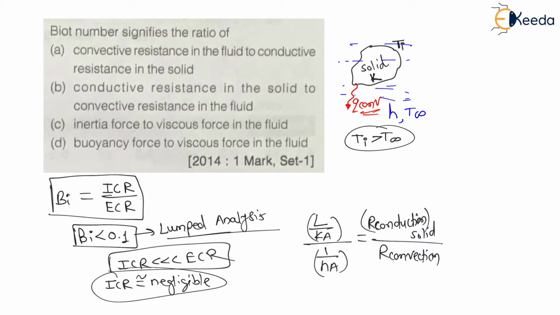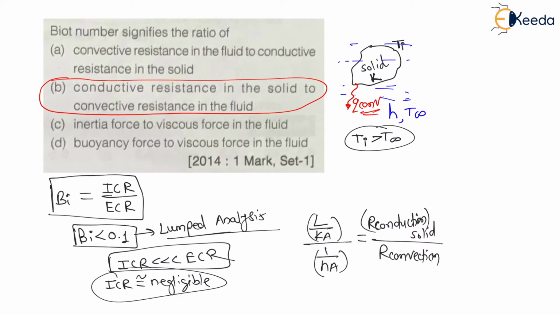Now, on all these concepts, they can ask you any question, right? Now, let us understand here one by one. Now, the very first question: the Biot number signifies the ratio of the conduction resistance of the solid divided by the convection resistance. So, conduction resistance in solid to the convection resistance in fluid. Convection resistance is always in fluid. Therefore, for this question, option B will be the correct choice.